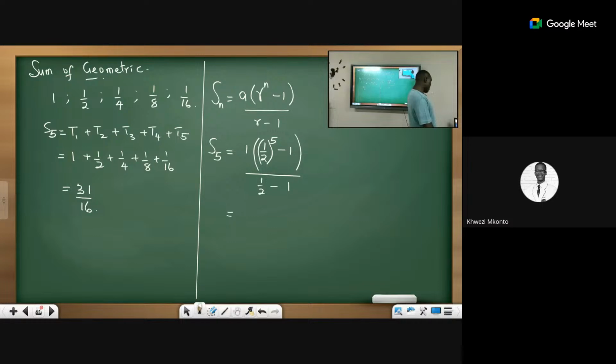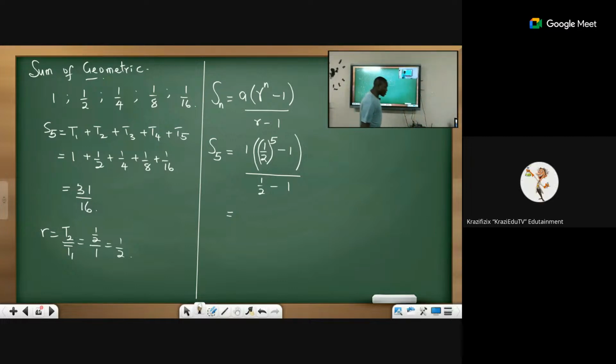Sorry, sir. How did you get half? What is your ratio, Kwesi? How do you get ratio? T2 minus T1. Ratio, not difference. What is your T2 ratio? T2 over T1. What's your T2? Half. Half. Don't make that mistake of difference and ratio. I emphasize that. Yes.